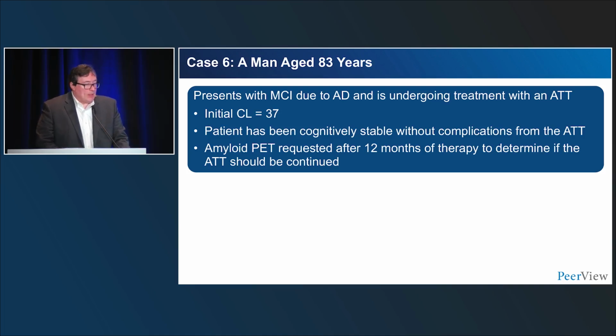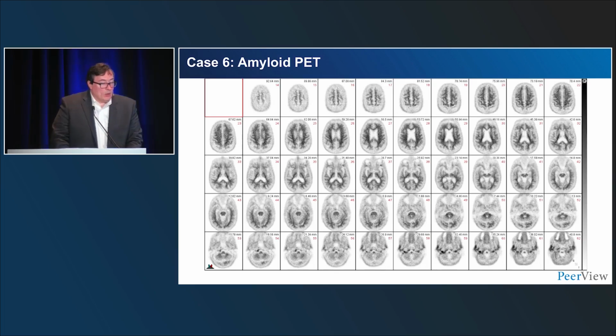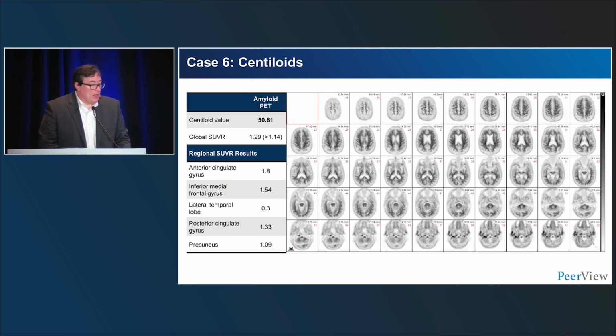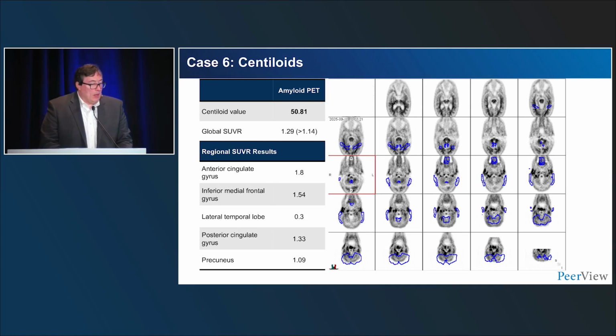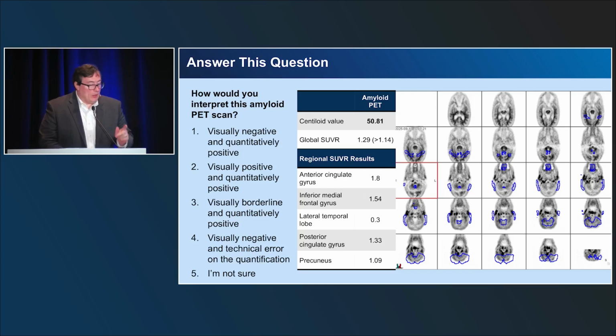And then just finally, last case, an 83-year-old man. He had an abnormal amyloid PET, has AD, and is undergoing treatment with amyloid-targeted therapy. His initial Centiloids were 37. He's been doing well. We're doing repeat imaging at 12 months. For the sake of time, I'll go quickly, but this looks pretty good. I would read this as negative. Centiloids come back at 50. Is that congruent, is the question to you. Here are the ROIs from the Centiloid.